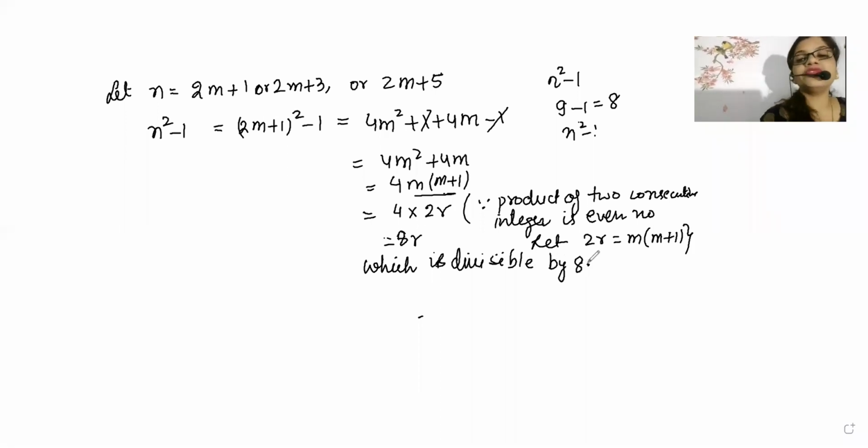Which is exactly divisible by 8. Now go for 2m plus 1. Try on your own. I have checked for 2m plus 1. Now you are going to check for 2m plus 3 and 2m plus 5. Go for it. Try. See, the best way to study maths is to play with maths. Keep it as a simple subject which can be solved.